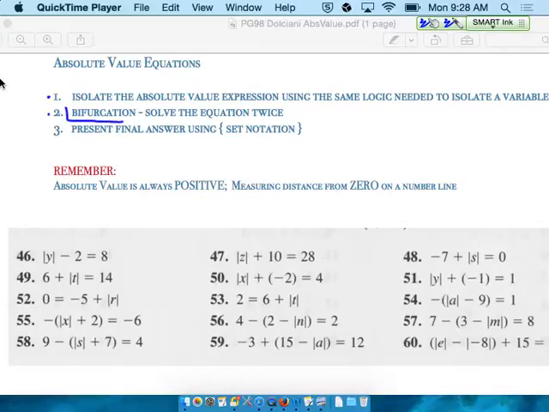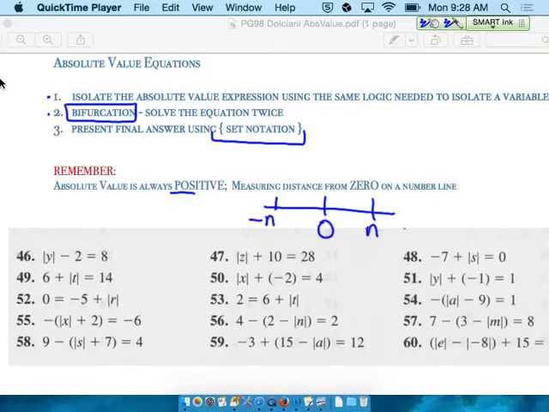And breaking into two separate equations is actually called bifurcation. It has a name. And then you would present your final answer using set notation with the braces. And then remember two basic facts about absolute value. It's always positive, and it's just simply measuring distance on a number line from 0. So if I had a variable n and a variable negative n, I would have two values equidistant from 0.